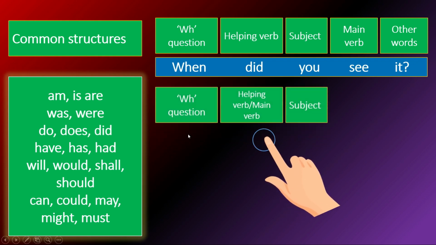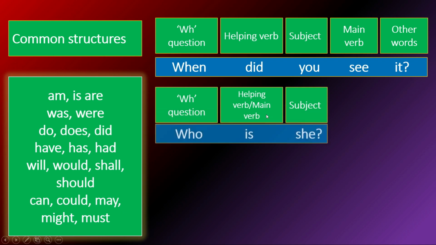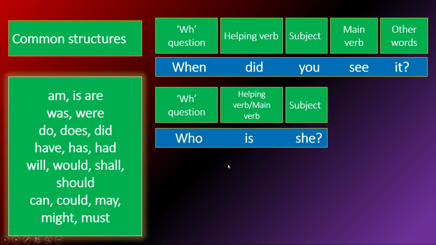Sometimes questions follow this structure, WH question, helping verb, or sometimes main verb, subject. Now, why do you think I have mentioned helping verb and main verb? You will know that now. Who is she? Now here is is used as a main verb. Of course, naturally it is a helping verb, but when we use that without another main verb, that acts as a main verb. Who is she? Here is is the main verb.